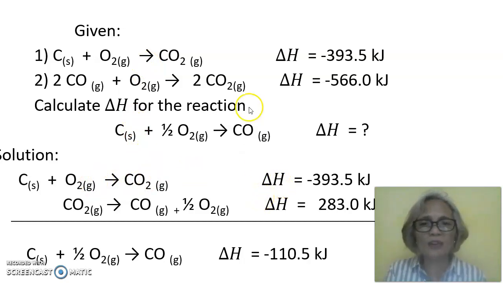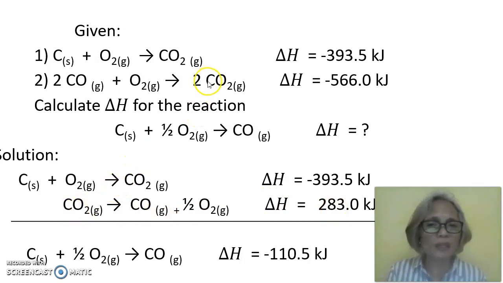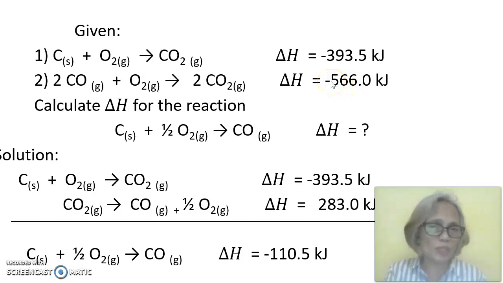For the second equation, we need to reverse. Why? So that we will be able to cancel out carbon dioxide. So why do we have 283? Because we only want 1 mole of carbon dioxide. In the given equation, there are 2 moles, so we divide 566 by 2 and then get the opposite sign. Why? Because the reaction will be reversed. The carbon dioxide now will be the reactant, and carbon monoxide and oxygen are the products.